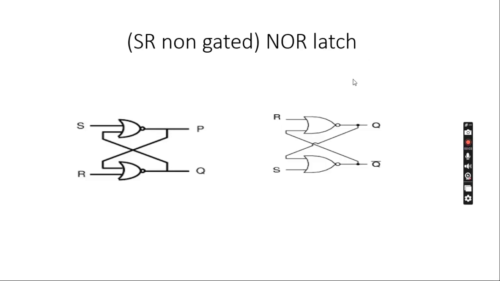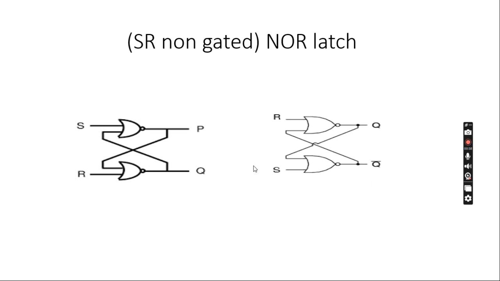In this lecture, we'll discuss the SR non-gated NOR latch. In this we need two-input NOR gates. One thing we have to observe compared to the NAND latch: generally in the NAND latch, straight to the wire we write Q, but here straight to the wire we have to write Q bar. That we have to observe.